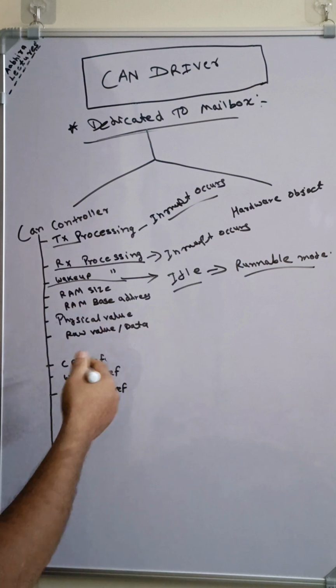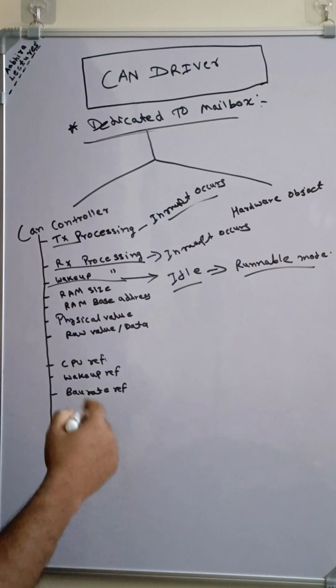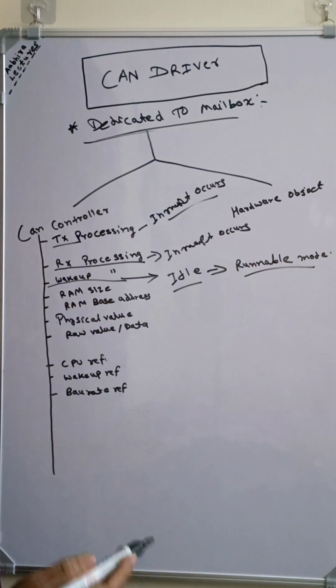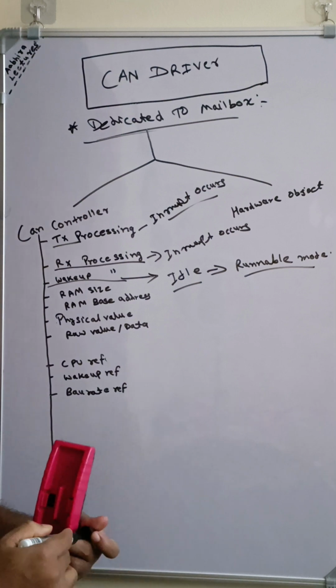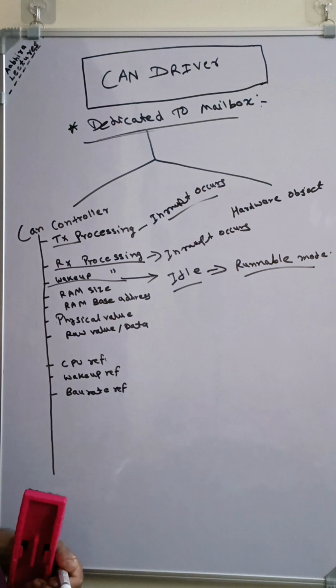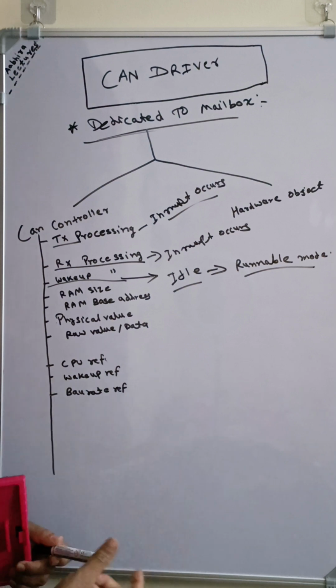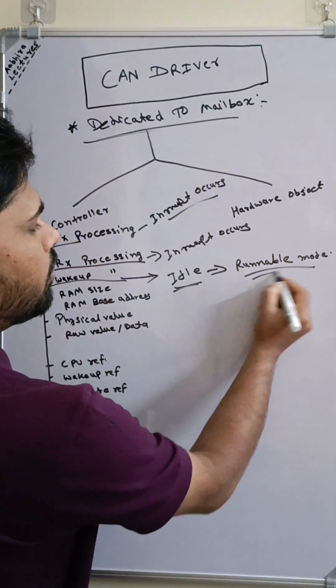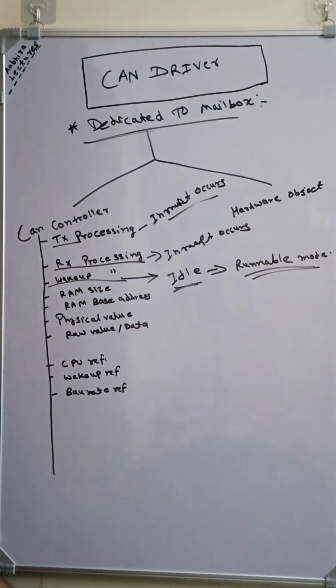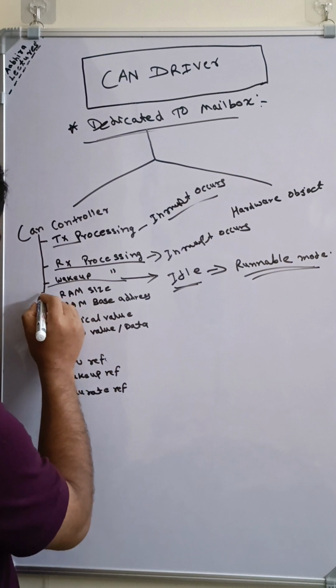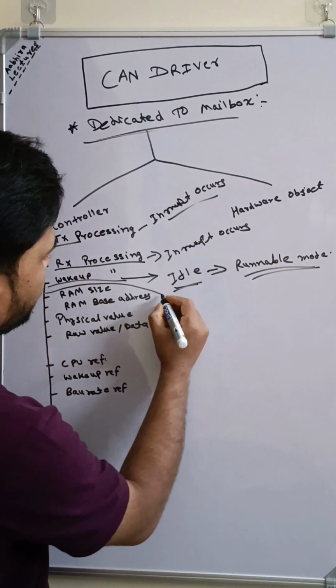So wake up processing means that when our ECU or server is in sleep mode, it is monitoring whether the ECU is in sleep mode or idle mode. Then when some message comes, or ignition on and off, or any interrupt happens, it will be changed from idle to runnable mode. That is the wake up processing. One more parameter is there here.